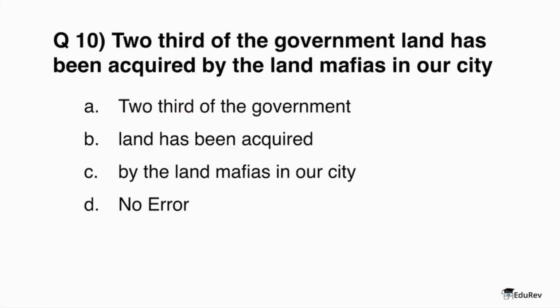2/3 of the government land has been acquired by the land mafias in our city. The first part is 2/3 of the government. The second part is land has been acquired. The third part is by the land mafias in our city, and the fourth is no error. The first thing we need to understand is that whenever half of, 1/3, 2/3 of, 3/4 of, all of these are used and they are followed by an uncountable noun, which is government here, then the verb will be kept singular.